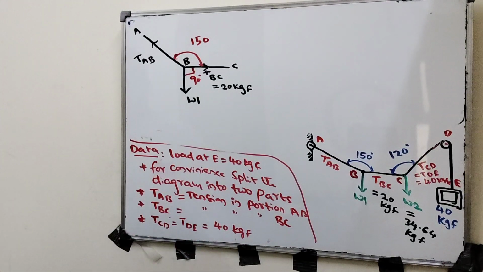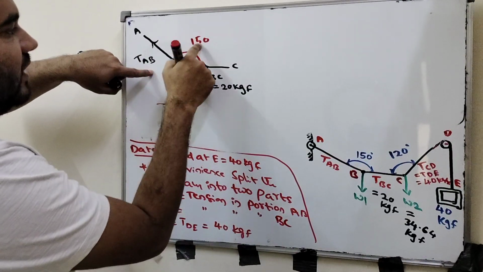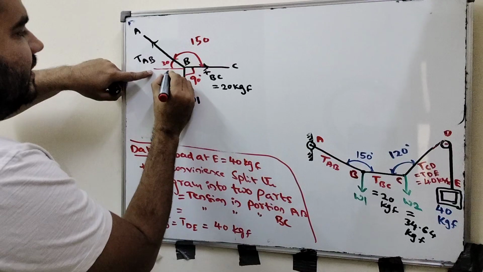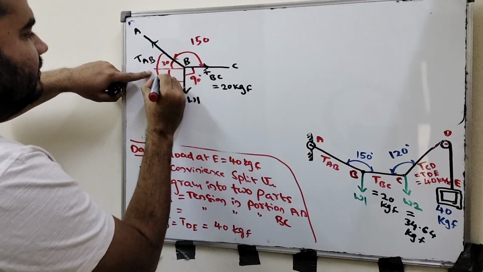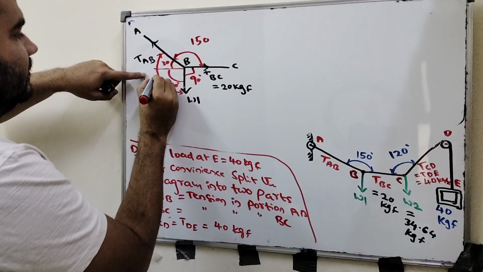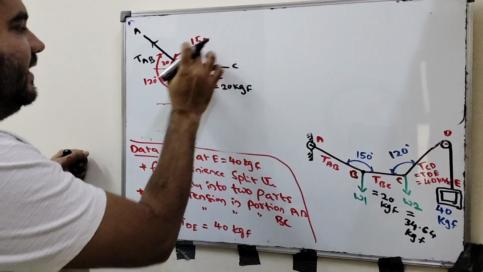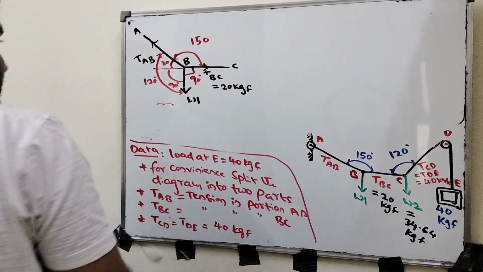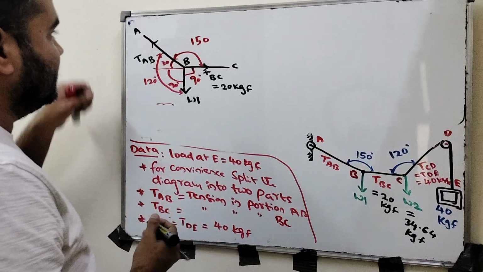And how about this here? This is 180 degrees. 180 minus 150 is how much? This is 30, right? And this is 90. So totally, from this to this angle, how much will you get? This is 90 plus 30, 120 degrees. So one is 90, one is 150, and one is 120 degrees, right? That is the angles between these three forces. Now apply the same Lami's theorem.